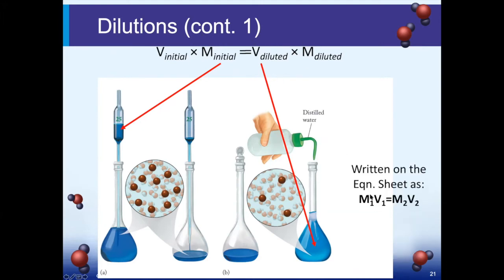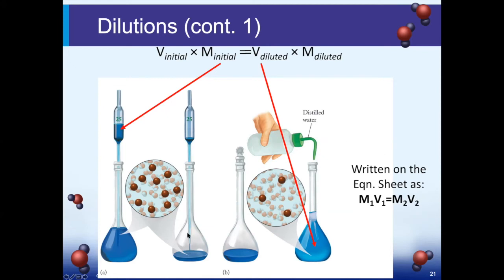Okay, and this is the way that it's written on your equation sheet. This is the equation that you will always use when you're doing dilution calculations. M1V1 equals M2V2. Or you could think about it this way: the molarity initial times the volume initial equals the molarity diluted times the volume diluted. Or the molarity of the stock solution times the volume of the stock solution equals the molarity of the diluted solution times the volume of the diluted solution.